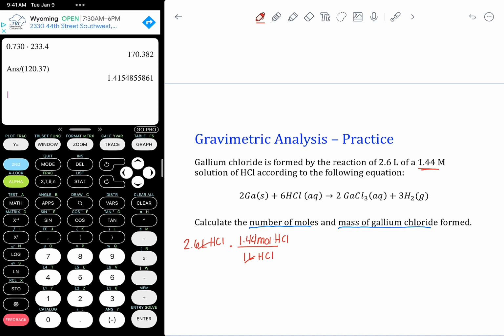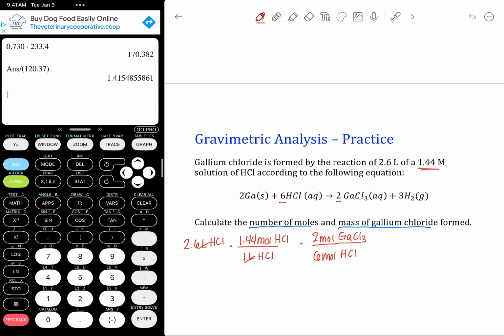Once we have moles of any reactant or product, we can convert to any other reactant or product in our balanced equation, so we can convert to moles of gallium chloride. So we know from our balanced equation that that ratio is 6 moles of HCl on the bottom because you want to get rid of the moles of HCl, and we have 2 moles of gallium chloride on top because that's what we want to be left with.